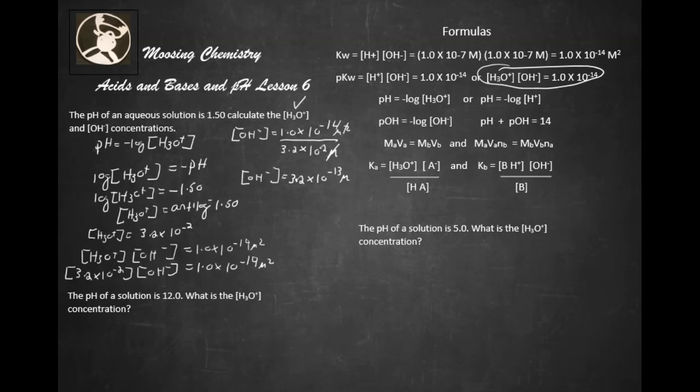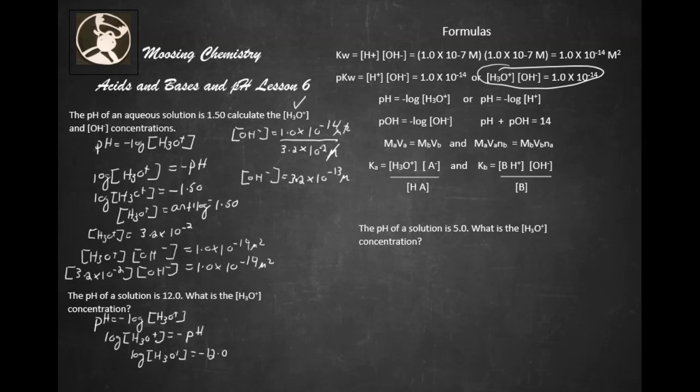All right, so now let's look at the next problem. Now that we got that solved, we have the pH of a solution is 12.0. What is the H3O concentration? All right, so what we're going to do is again take the formula: pH equals negative log of our H3O, and we're going to flip it around, and we get log of H3O positive equals negative pH, right? So then log of H3O positive equals negative 12.0.